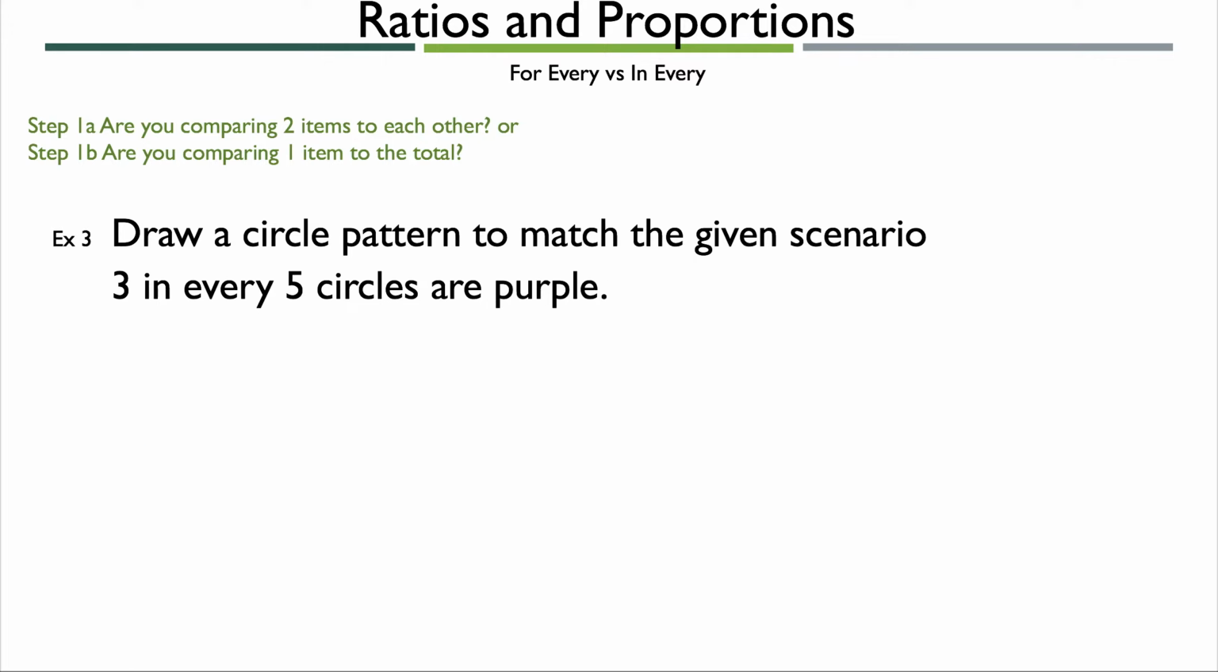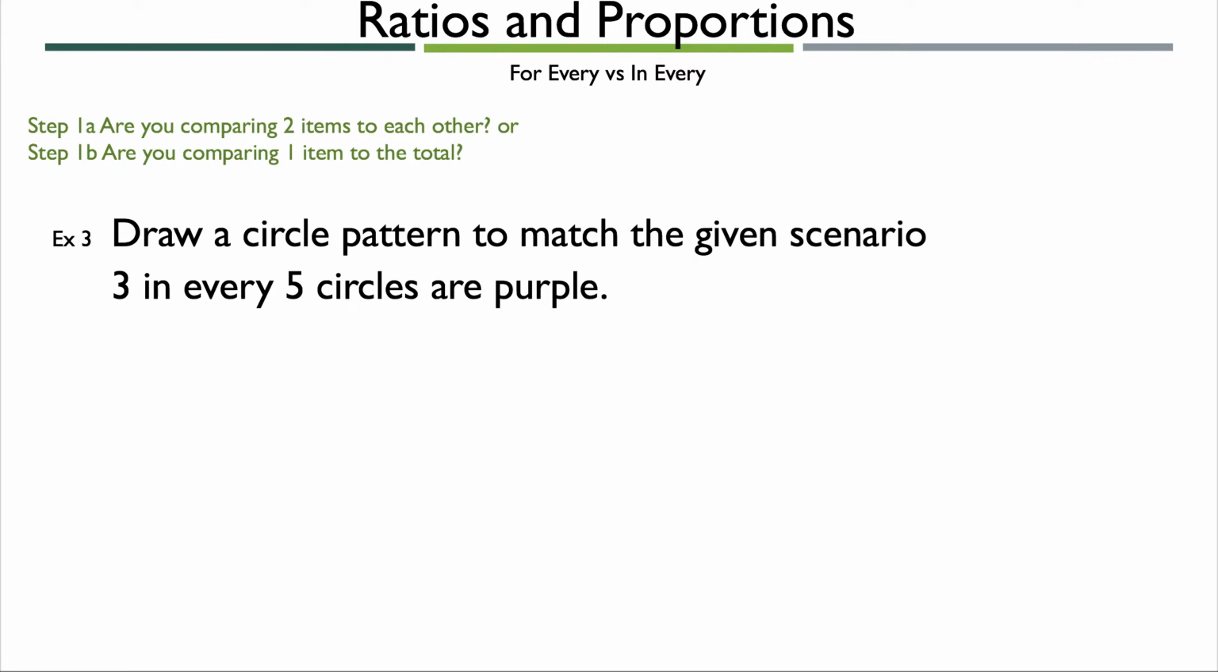Okay. So now let's take a look at example 3. Let's read it. Draw a circle pattern to match the given scenario. So we have 3 in every 5 circles are purple. So are we comparing two items or are we comparing one item to the total? In this particular case, we're comparing one item to the total. So we have 3 purple. Okay, so now what's my total? Well, my total is 5 circles.